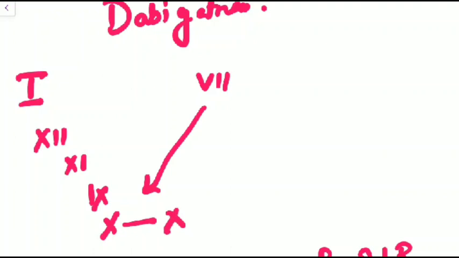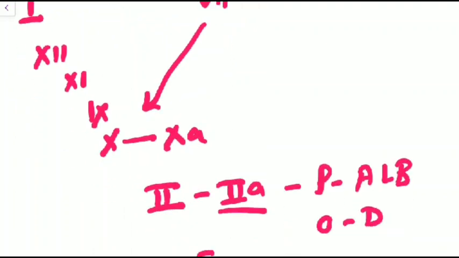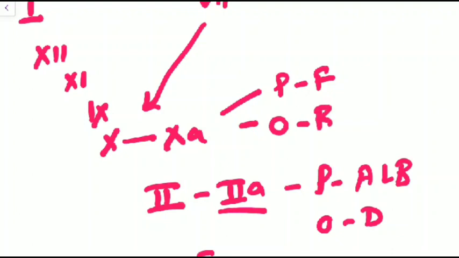And if you see the extrinsic pathway, that is 7 to 10, and 10 to 10A, the activation of factor 10A. These factor 10A inhibitors, parenteral is fondaparinux, and oral are rivaroxaban, apixaban and edoxaban.